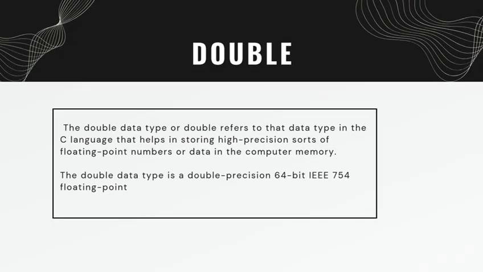Fourth, double. The double data type helps in storing high precision floating point numbers or data in computer memory. The double data type is a double precision 64-bit floating point.